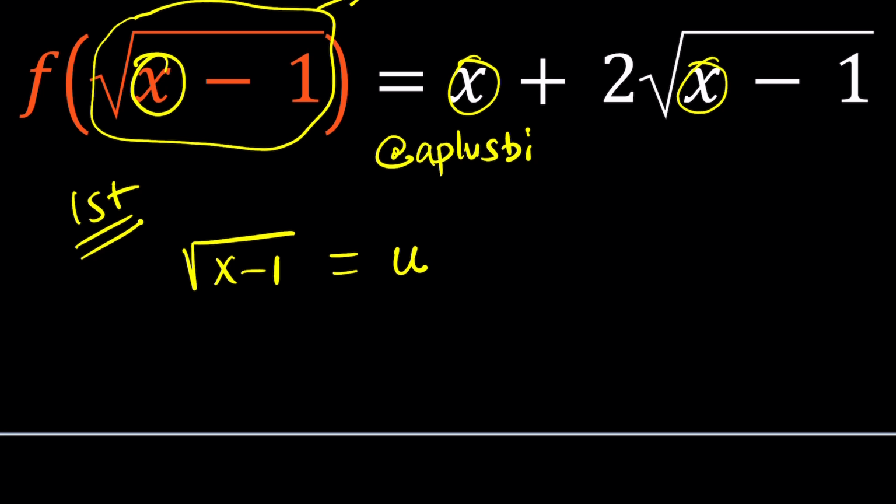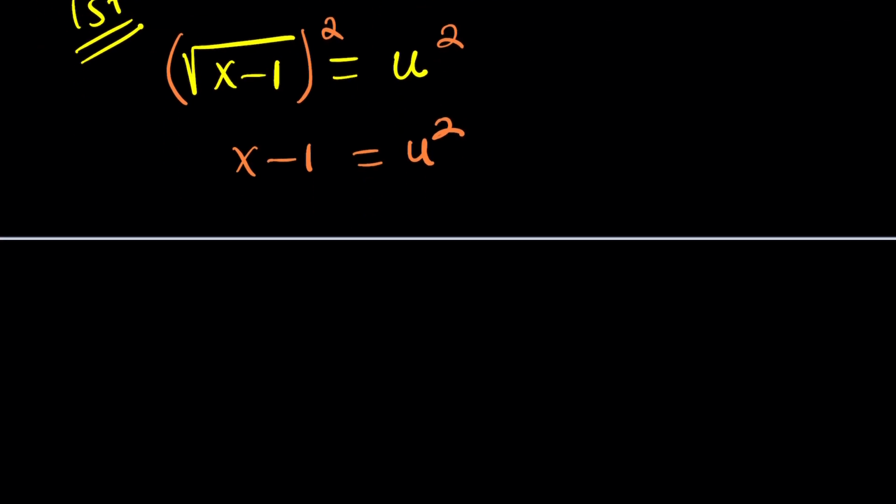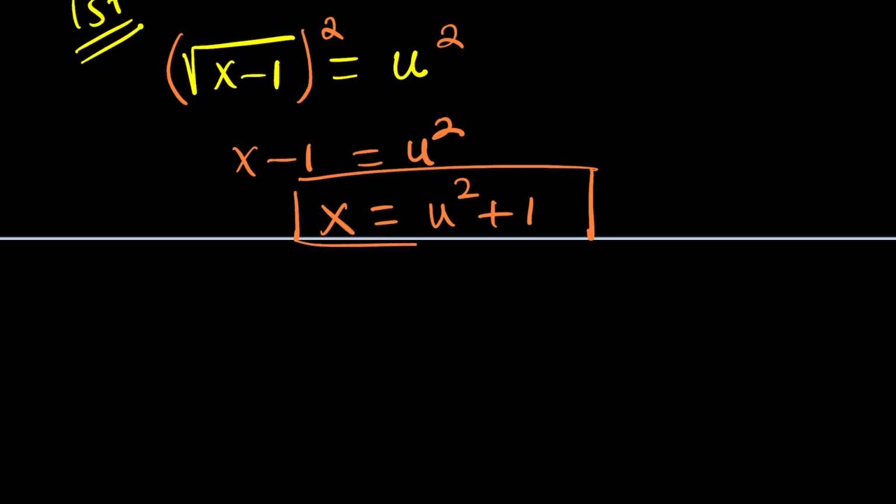Now, to solve for x, we should square both sides, don't you think? If you square both sides, you get x minus 1 equals u squared. We're so close. You know what we need to do? Add 1 to both sides, exactly. So x can be written as u squared plus 1 or 1 plus u squared, whichever you like better.